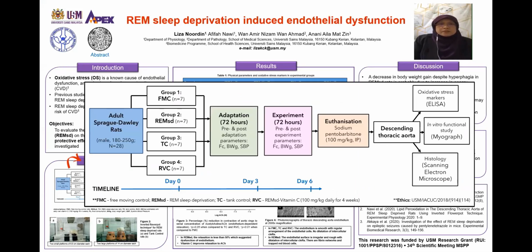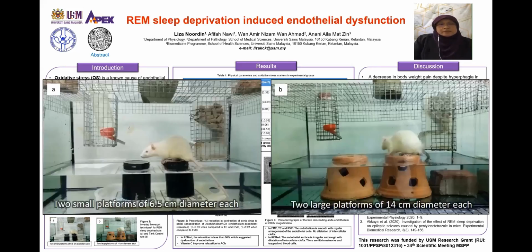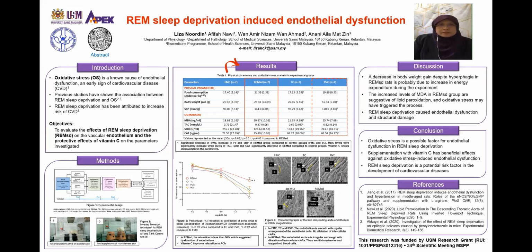We used male Sprague Dawley rats that were divided into 4 study groups as shown in figure 1. In group 4, vitamin C was given daily for 4 weeks prior to REM sleep deprivation. The physical parameters were measured and the aorta was subjected to further analysis. REM sleep deprivation was induced using an inverted flowerpot technique. During the REM stage, the animals lose their muscle tone and fall into the water. Thus, the rats wake up.